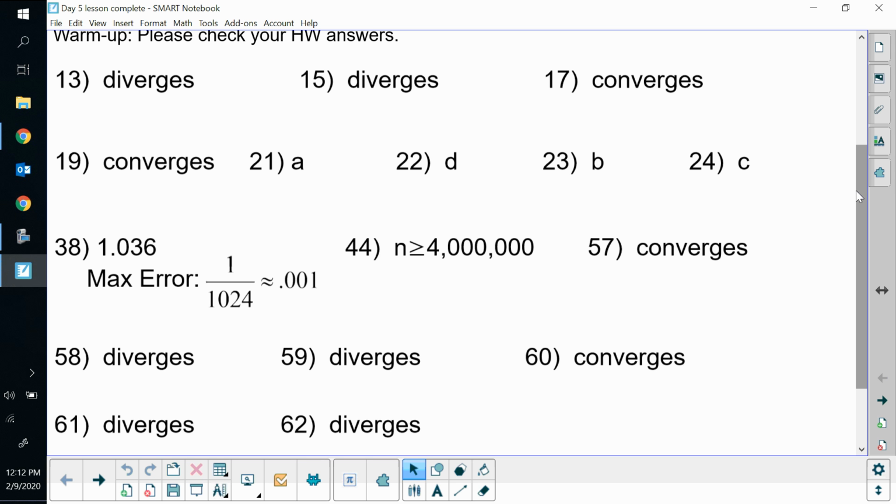Now, it's important as you're checking these, make sure you have the proper justification for them. Not just diverges or converges, and we'll see those proper justifications when we flip the slide, and we'll do that in about 40 more seconds.